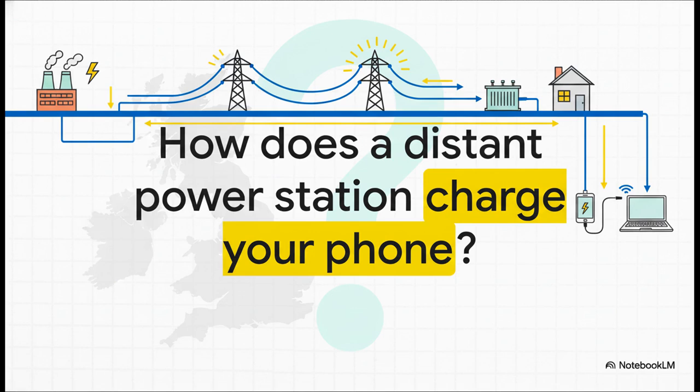So let's start with a big question, one that kind of frames everything we're about to cover. Think about it. A power station can be hundreds of miles away from where you are right now, yet here you are, charging your phone. How on earth does that electrical energy travel so far and so efficiently? Well, that incredible journey is exactly what we're going to break down today.